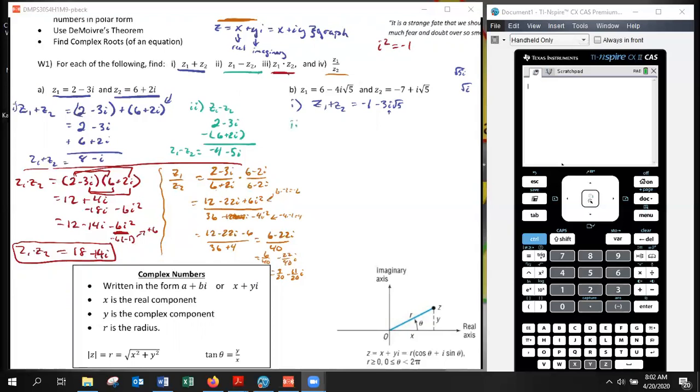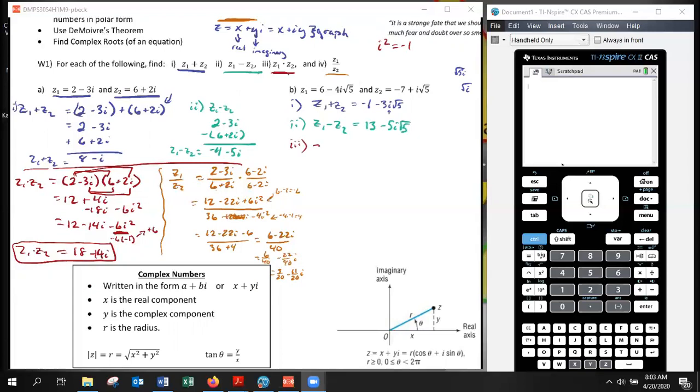Part 2, if we subtract, then z1 minus z2. If we take 6 minus 7, or 6 minus negative 7, excuse me, we will get positive 13. And then negative 4i square root of 5 minus i square root of 5 is negative 5i square root of 5. So I know I'm kind of jumping through those too fast, but hopefully it's not an issue.